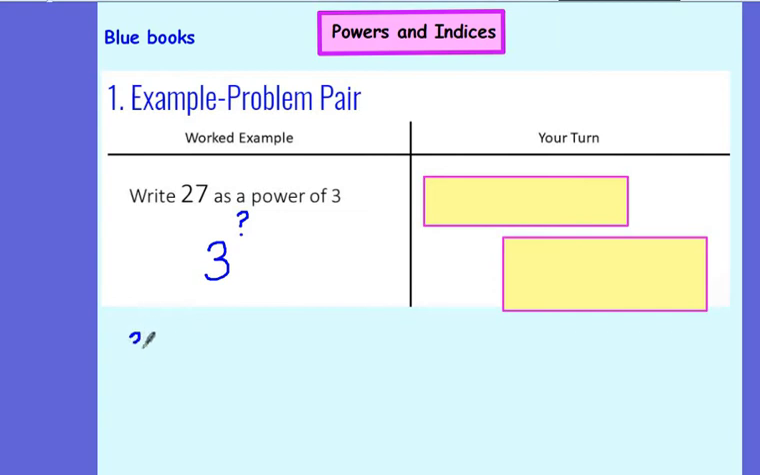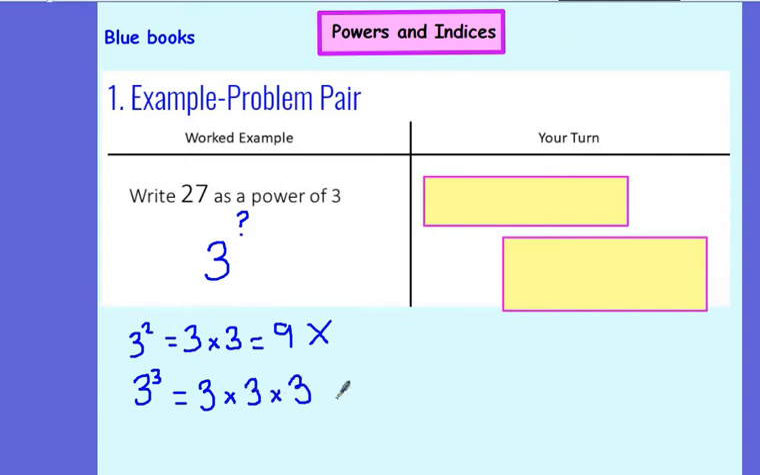If I had 3 to the power 2, that would be 3 times 3, which would give me 9. That's not big enough. Can't be 3 to the power 2. What if it was 3 to the power 3? That would give me 3 times 3 times 3, which would give me 27. So that would work. So my answer is 3 to the power 3.